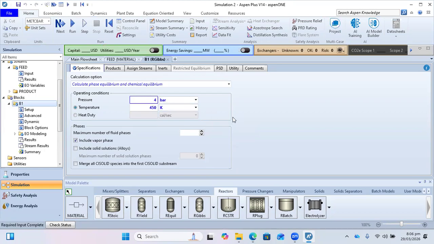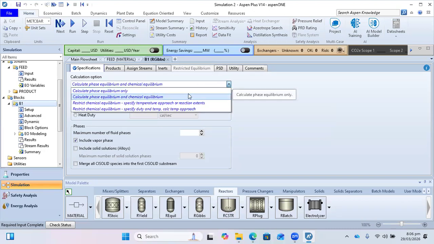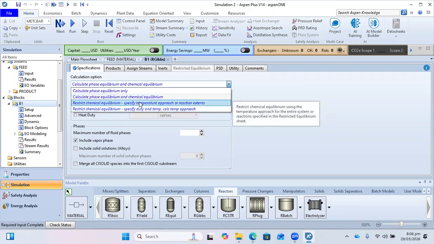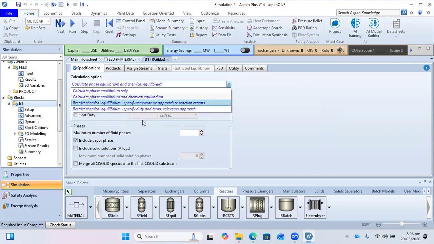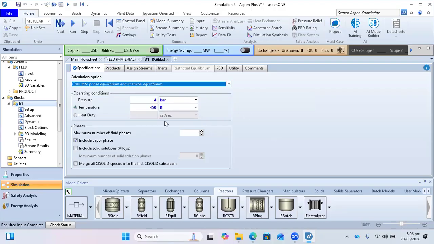Usually, if you are working with R-Gibbs, you may not really have to change what you see up here for calculation option, because R-Gibbs is going to do the phase equilibrium calculation and then the chemical equilibrium calculation. So it would do all of those things. But if you wanted to focus on just one of them, maybe just the phase equilibrium, or you wanted to be focused more on chemical equilibrium, but you're looking at a certain temperature approach, or you're working with a specific duty or something, you can make those selections. But in most cases, we don't really make any change to that. So you can work with it with this understanding.